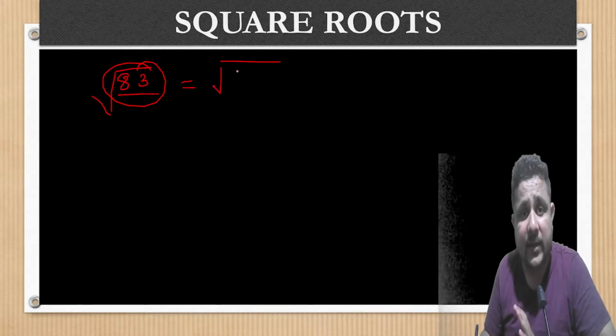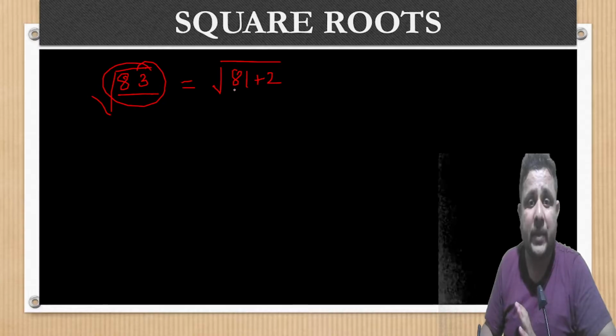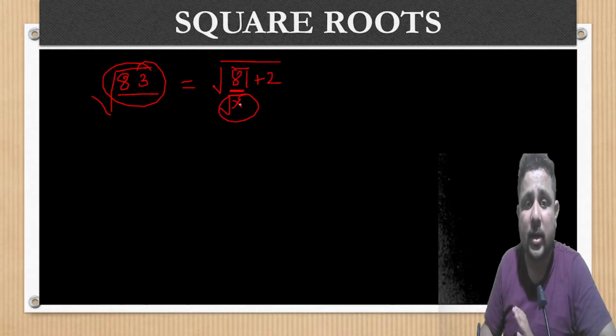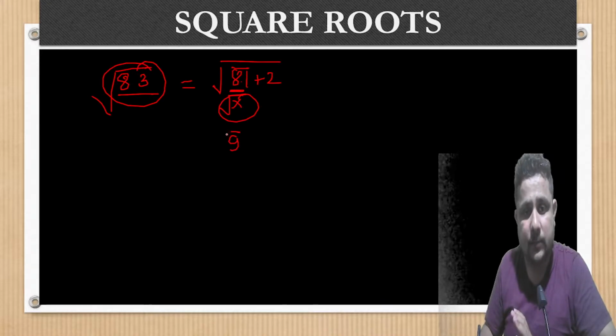So we can write 83 as 81 plus 2. Before 83, the perfect square value is 81. So the square root of 81 means square root of x, and you can get it directly because x is 81 here. So the square root of 81 is going to be 9.